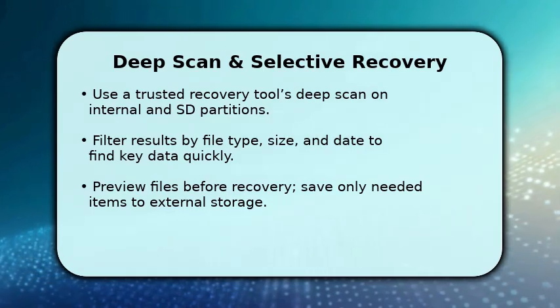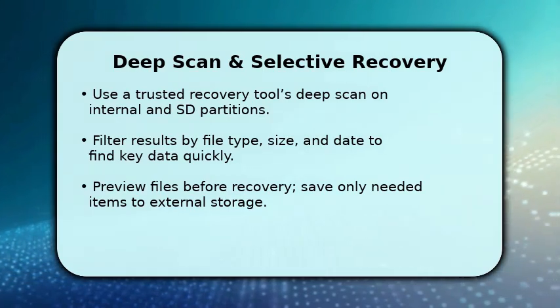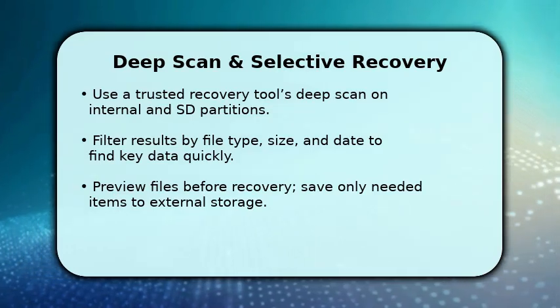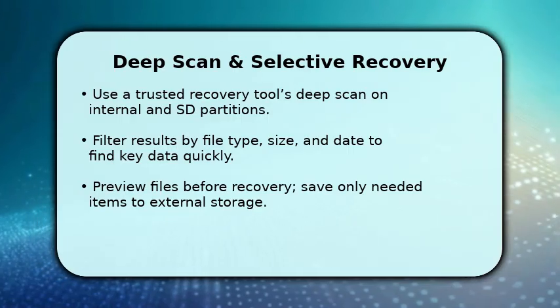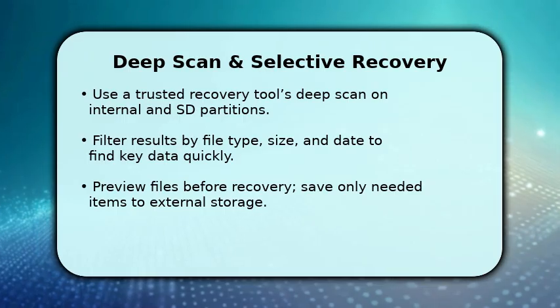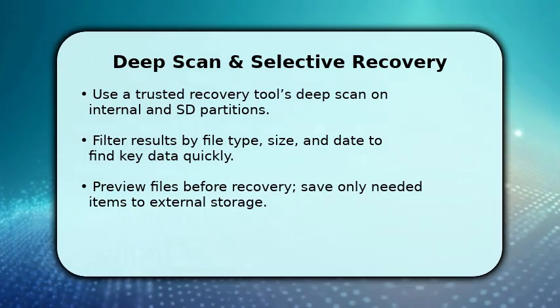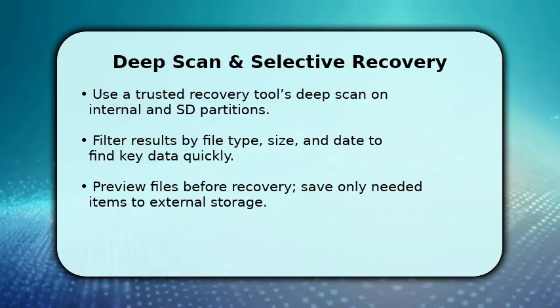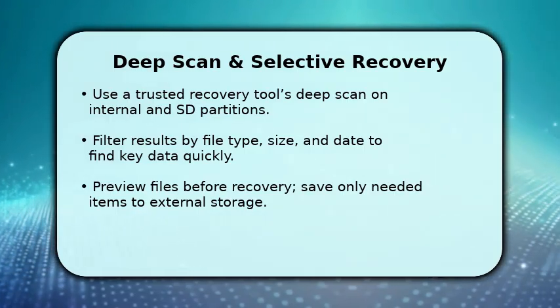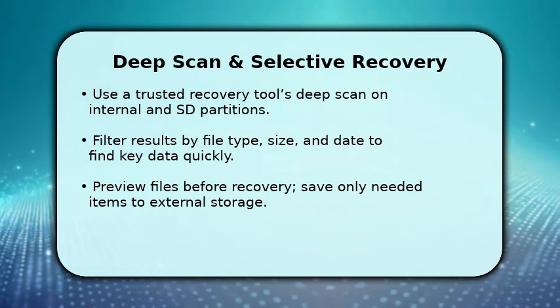You should filter results by type like photos, messages, or documents, and preview items when possible to avoid unnecessary restores. Once you've marked essentials, recover them to an external drive or PC. Never back recovered files to the same device partition. Make sure file permissions and timestamps remain intact. If not, rerun with different recovery settings or a raw image extraction.